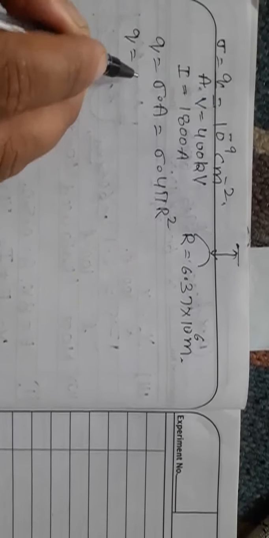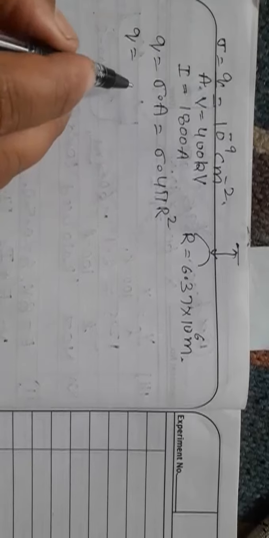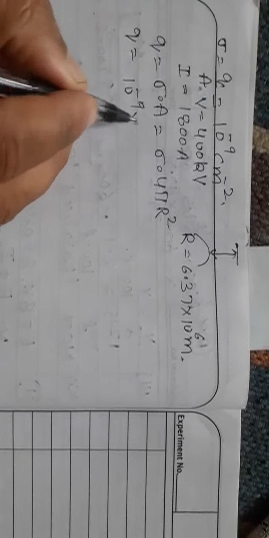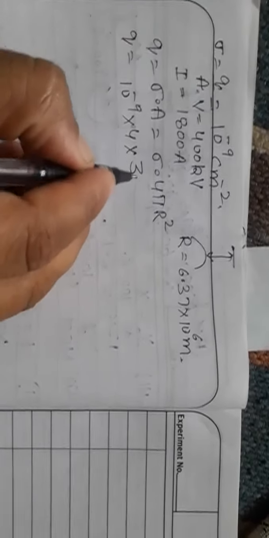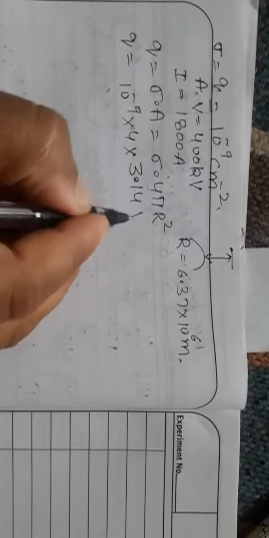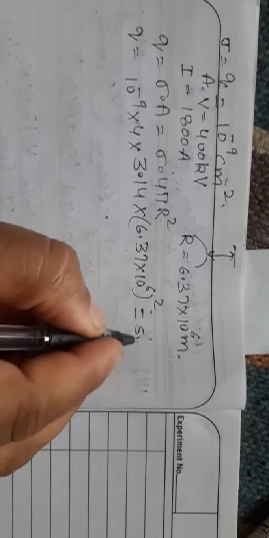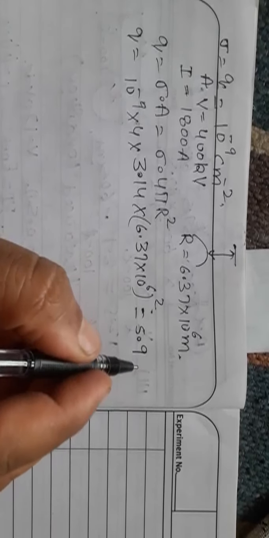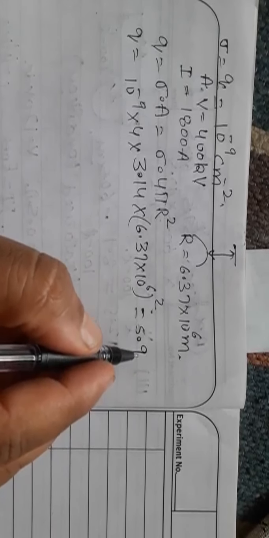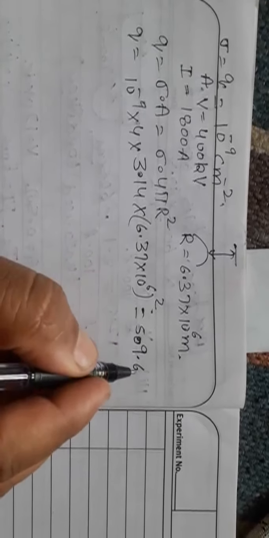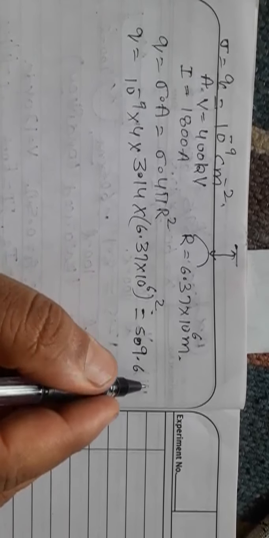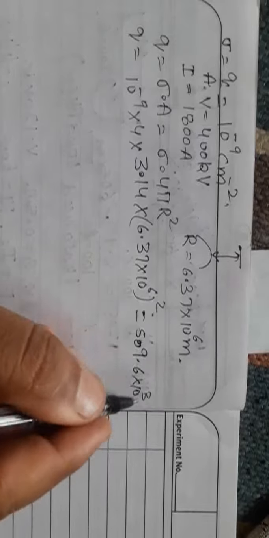So q equal to sigma, which was 10 to the minus 9, times 4 pi, with pi as 3.14, and r value 6.37 10 to the power 6 squared. Solve with the help of a calculator. Approximately it comes out to be 509.6 into 10 raised to power 3 coulomb.